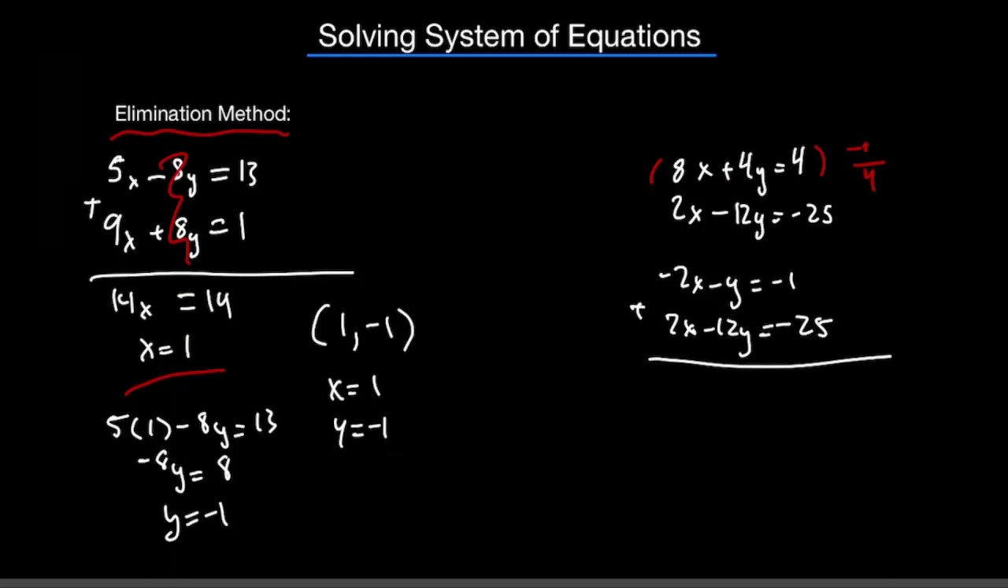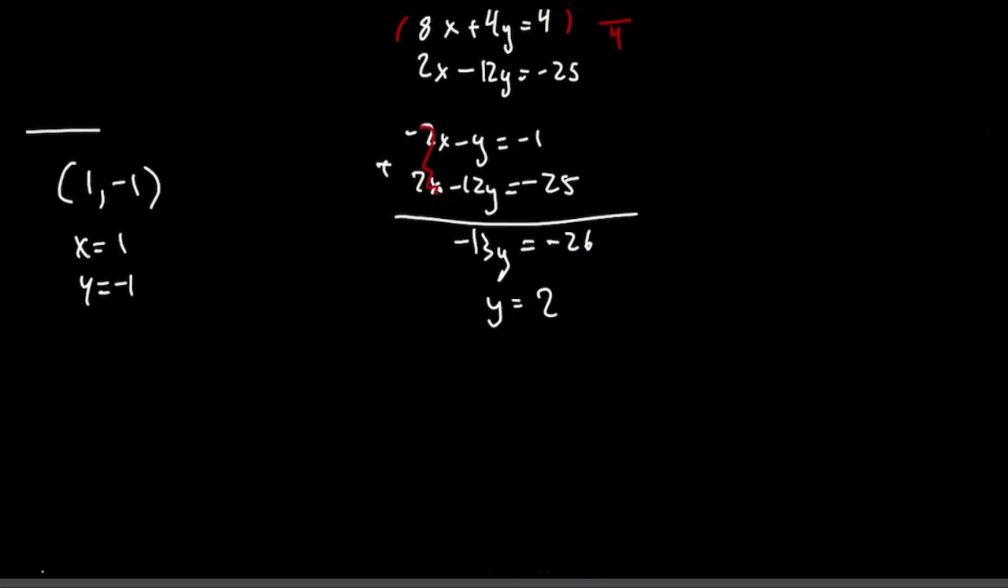So negative 2x plus 2x cancels out, so that's just 0, and then negative y plus negative 12y is negative 13y, and negative 1 plus negative 25 equals negative 26. When simplifying, we divide each side by negative 13, and negative 26 divided by negative 13 is just 2. So we have y equals 2. Now we can substitute y into one of the equations. I'm going to use the top equation because the leading coefficient is smaller, so it's going to be a little easier.